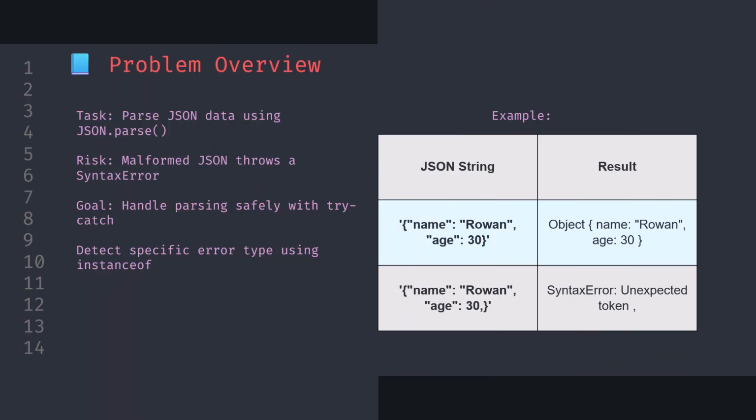This table shows two examples, one valid, one not. The first parses fine and returns a JavaScript object. The second has a trailing comma, which JSON doesn't allow. That throws a syntax error we need to catch and handle.